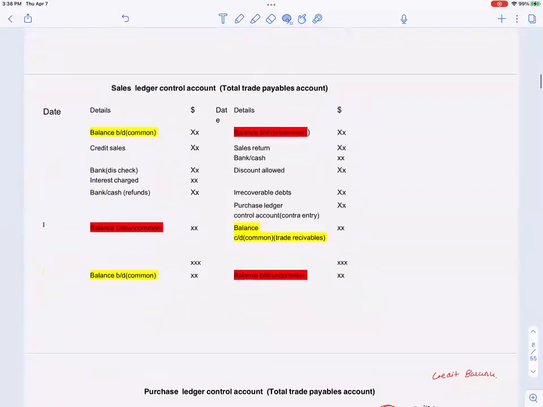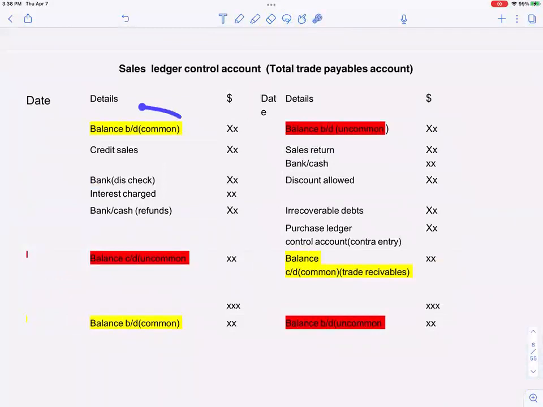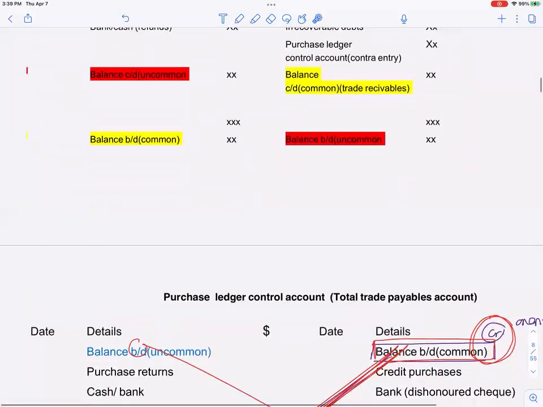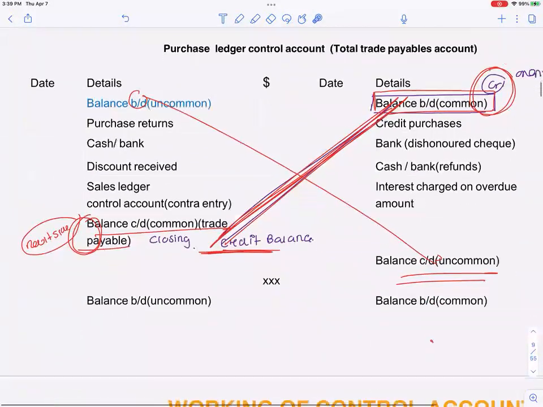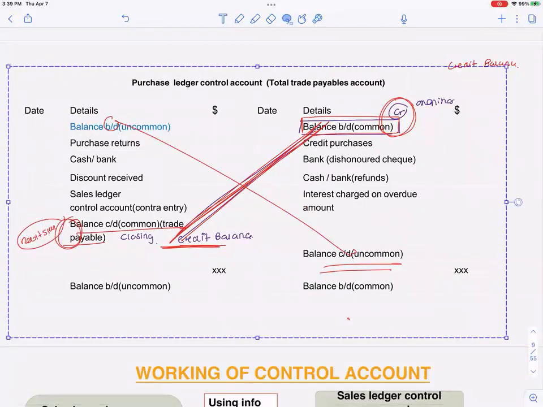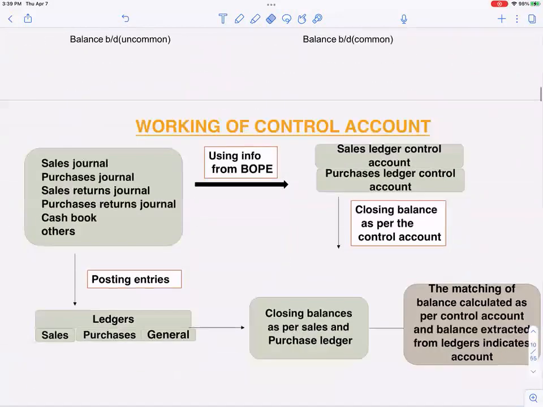Okay? Do you know the format of an SLCA? It always has a debit balance. This is the common balance. It may sometimes have a credit balance. Correct? You know this format. So I'll move ahead. Okay, you know the format of a PLCA? Yes. Okay. So you know the format of a PLCA also, then I'll move ahead.